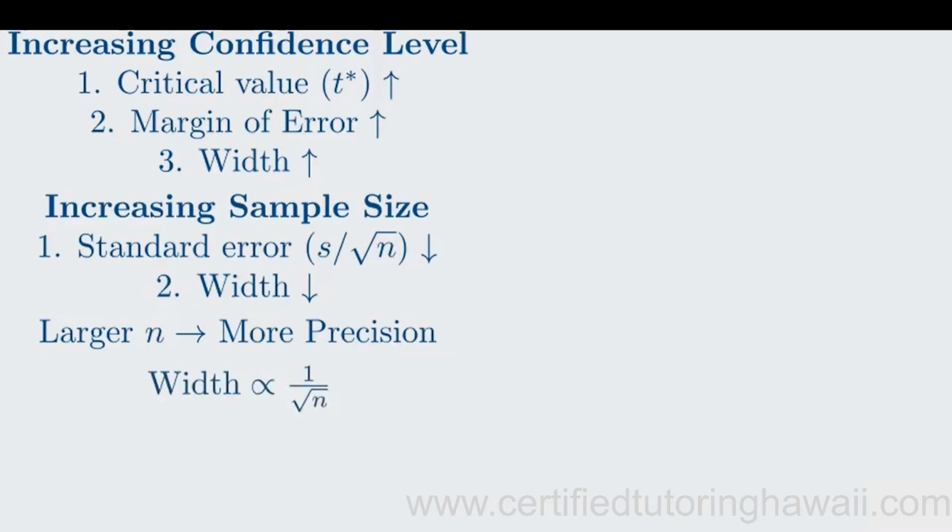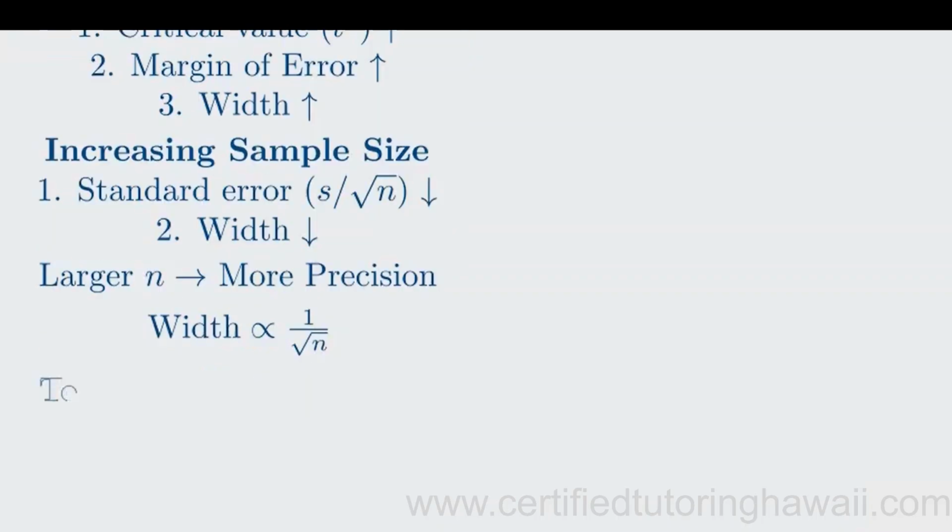Here is a useful rule of thumb. The width is proportional to 1 over the square root of n. This means if you want to cut your interval width in half, you actually need to quadruple your sample size, because the square root of 4 is 2.